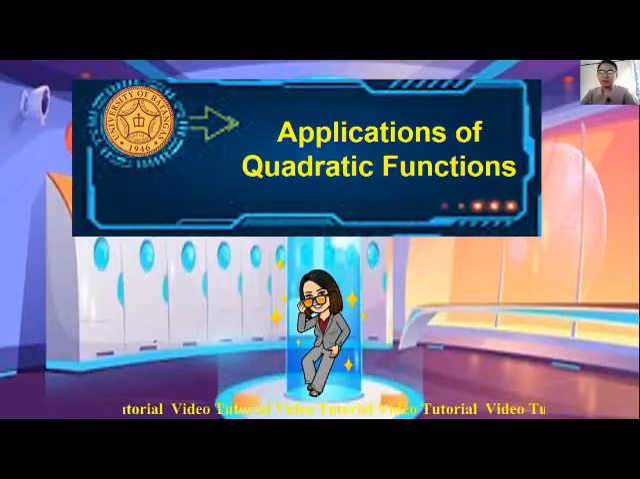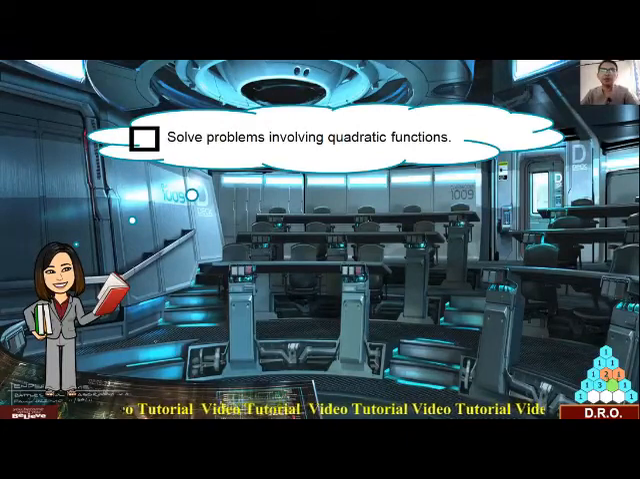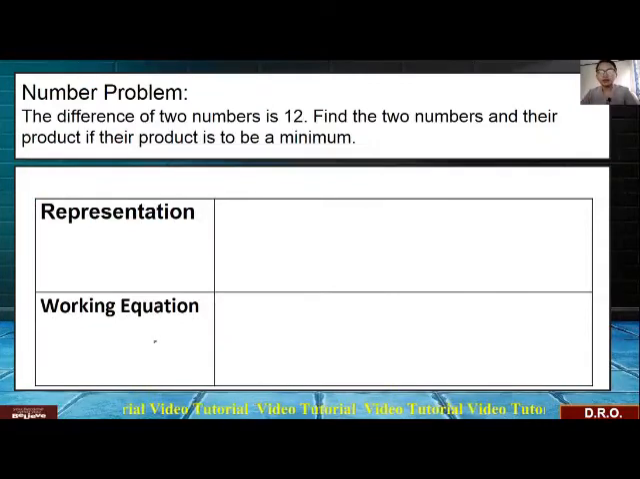Hello everyone, welcome to another video tutorial on the applications of quadratic functions. Starting with our most essential learning competency, which is to solve problems involving quadratic functions. Let us have the first problem, which is a number problem.